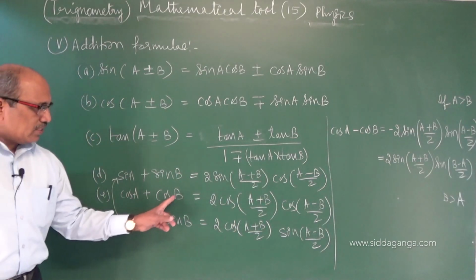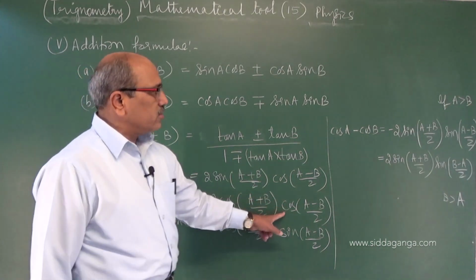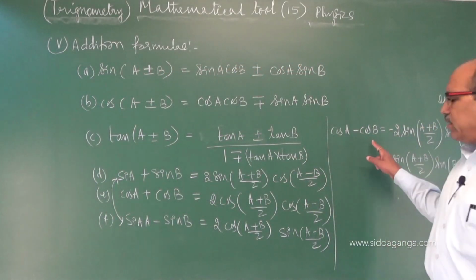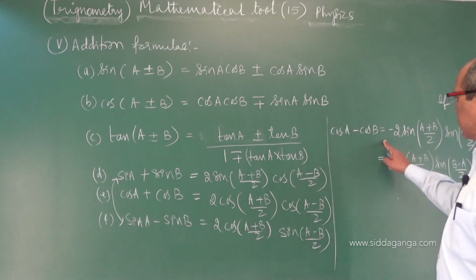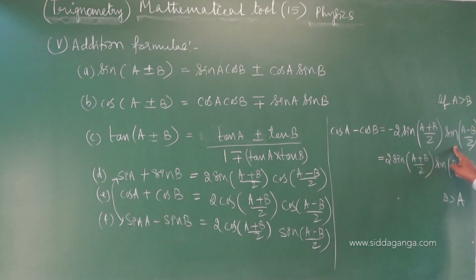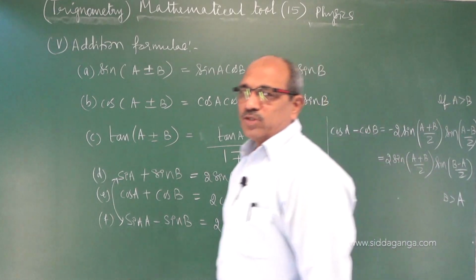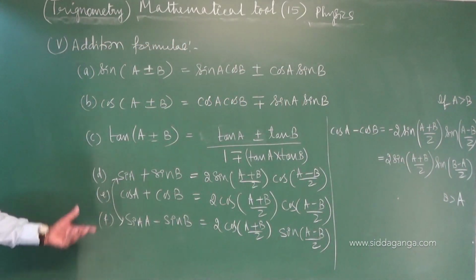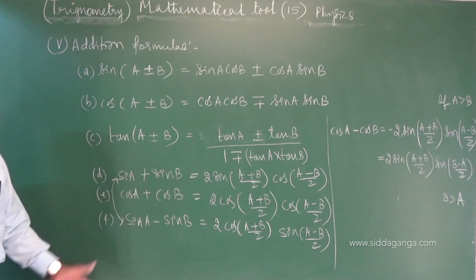But for cos A plus cos B, both are cos functions. When we come to cos A minus cos B, in this both are sin: minus 2 into sin A plus B by 2, sin A minus B by 2 if A is greater than B, and 2 sin A plus B by 2, sin B minus A by 2 if B is greater than A. Most important tools, widely used in physics, and you have to remember this.